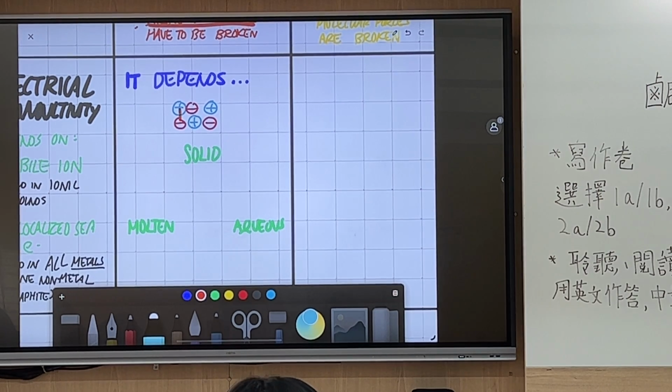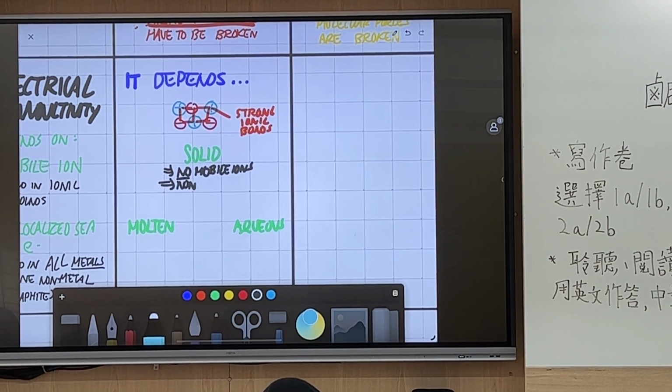Don't use the wrong term. Okay, so there's strong ionic bonds. The ionic bonds hold the ions in place. They can't move. So therefore, we say there's no mobile ion. So no mobile ions. Therefore, non-conductor or insulator, you can just say.